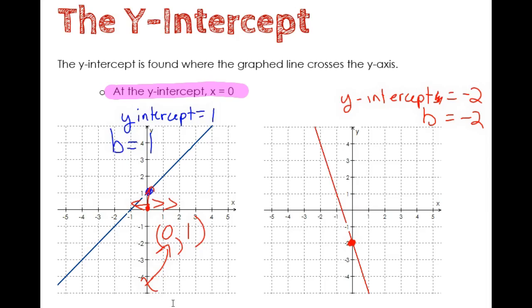Okay? On this other graph here, same idea, right? If this is 0, I didn't move side to side at all. I simply moved downward. So the coordinate of my Y-intercept is at (0, -2).